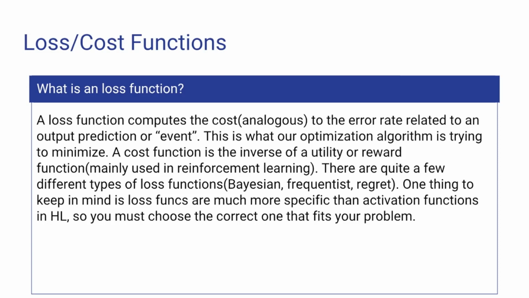It's also known as a reward function. There's quite a few different types: Bayesian, frequentist, regret, entropy-based, etc. One very important thing to keep in mind is cost functions are much more specific to problem domain and problem type than, let's say, an activation function or an optimization algorithm. For the most part, loss functions will only be used in a certain class of problem and aren't useful outside of it.